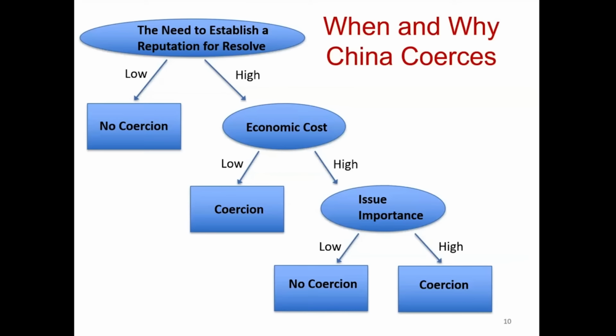which is that if the economic cost is sufficiently high, they won't resort to coercion, despite the high need to establish resolve. So right around the same time of China using coercion militarily over Taiwan in the Taiwan Strait, 1995 and 1996, China had the exact same sort of scenario with regard to Japan over the Pacific balance, 1996 and 1997. It needed to establish resolve at high economic cost, but China ended up not using coercion, I think because of the differential issue importance here.